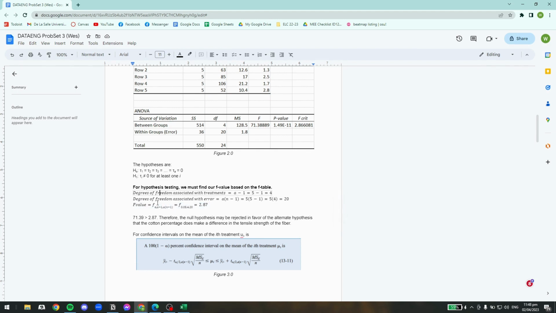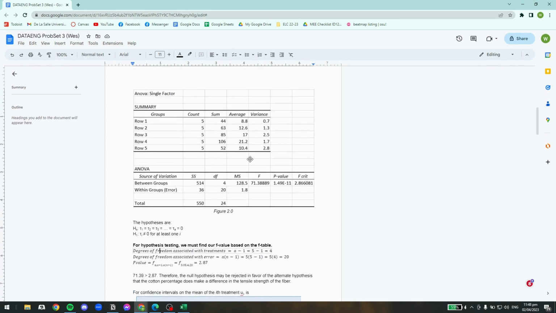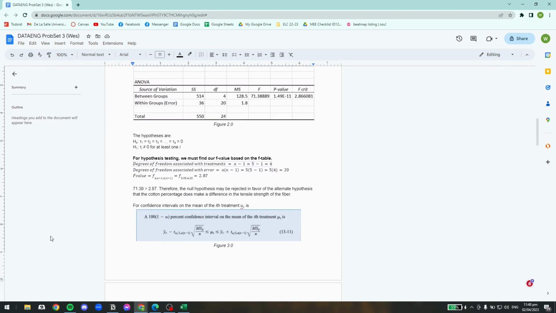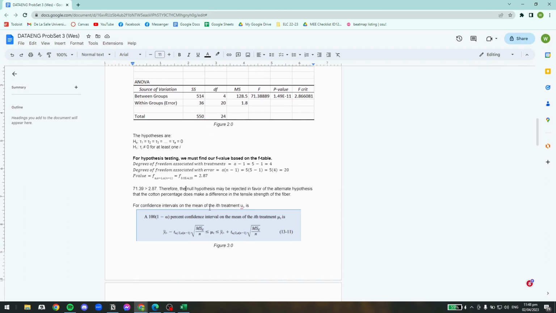Then we just compare the value of the F that we got from the Excel, which is 71.39, and we see that it's significantly greater than 2.87. So this means that we can reject the null hypothesis in favor of the alternate hypothesis that the cotton percentage does make a difference in the tensile strength of the fiber.